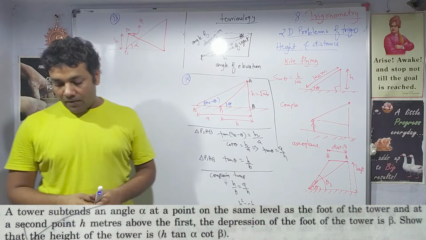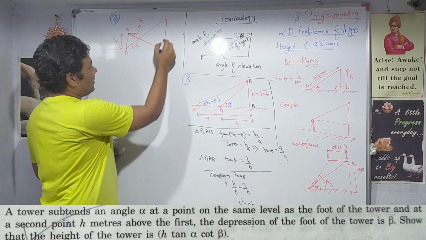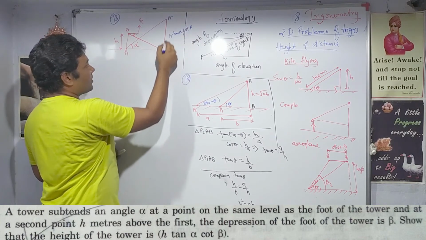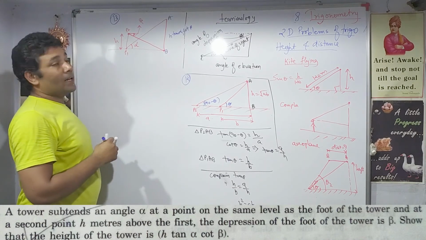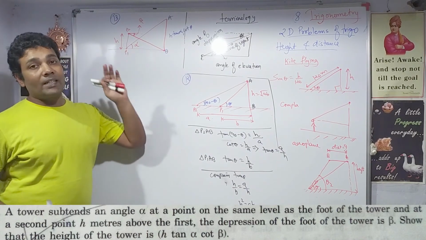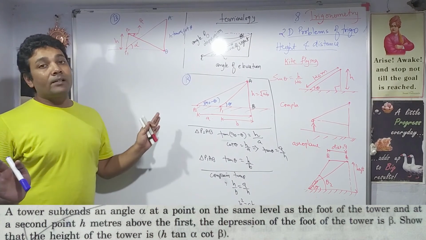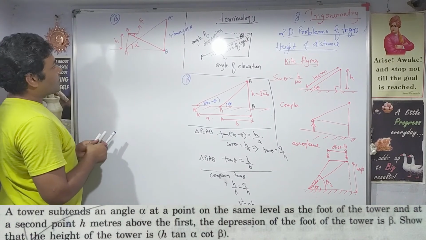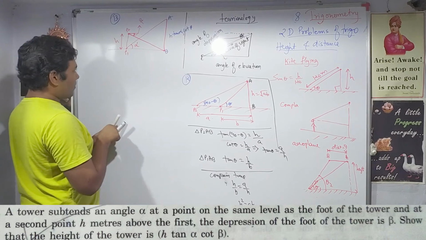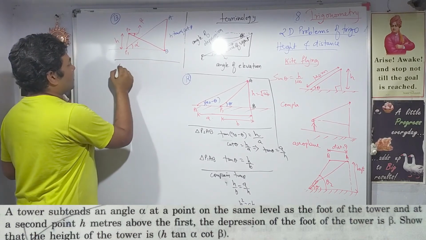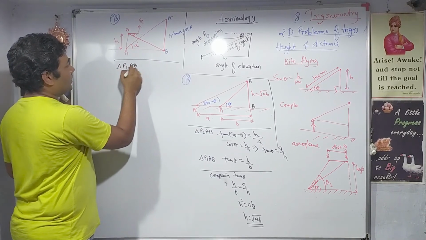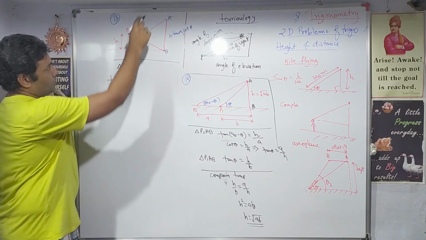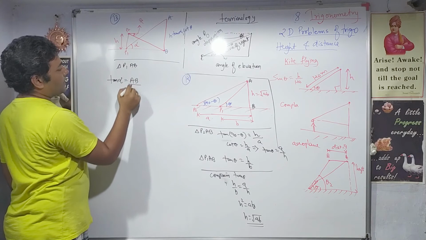Show that the height of the tower is h tan alpha cot beta. So this height AB must be this. Again a prove-that type of sum. But it's very simple because we can see two triangles easily. Once we see two triangles easily, the question becomes easy. So naming is done, right? So let us again start. First triangle P1AB, correct? In P1AB, tan alpha will be equal to perpendicular upon base.